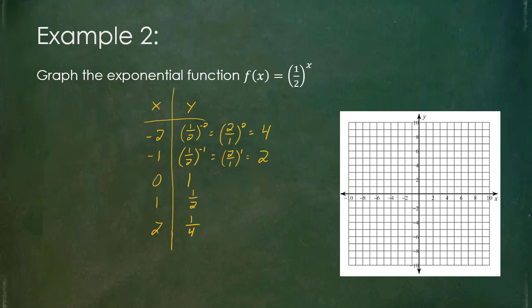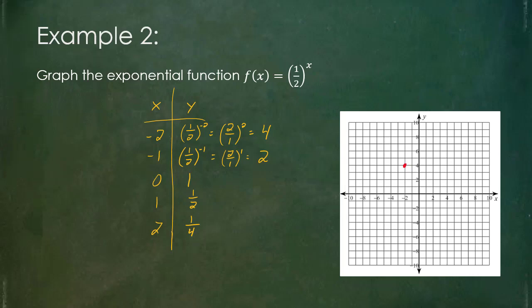So notice what's happened with this is when my base was something that was less than 1, in this scenario the 1/2, it actually is going to look like it flips over the y-axis when it's all said and done. But let's go ahead and plot these so we can actually physically see it. So negative 2 was up here at 4.